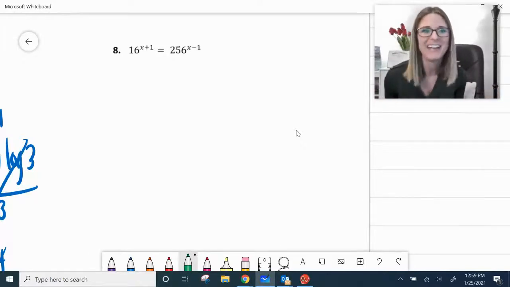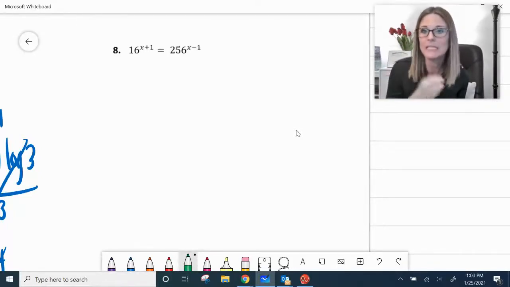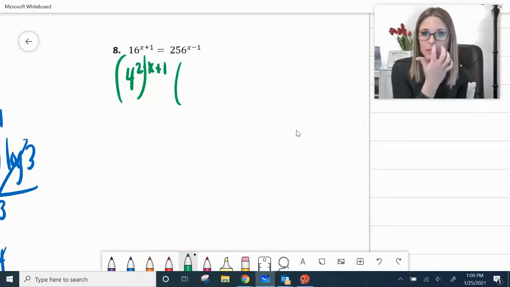Okay, so if I have 16 raised to the x plus 1 equal to 256 raised to the x minus 1, they both need to be the same number. So whether they're both 16s or they're both 4s, I need to find a common base that they're equal to, like change it to 4 squared, which is 16, also raised to the x plus 1. Let me use it that way. Okay, so is there a way to rewrite 256 with a base of 4?